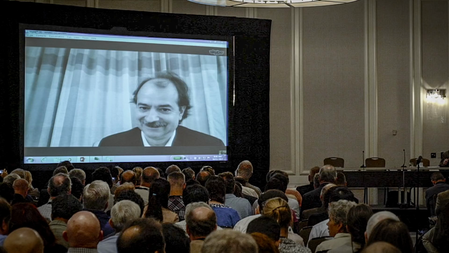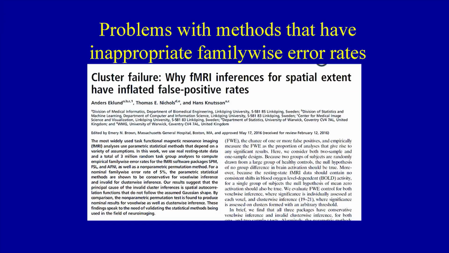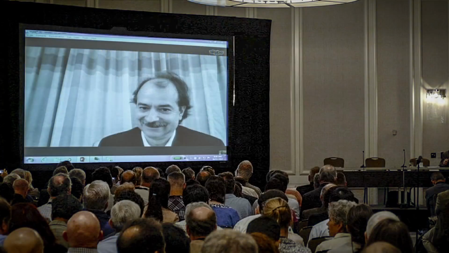This is another illustration of things can go wrong with p-values. Problems with methods that have inherently inappropriate family-wise error rates. In that paper in PNAS about a year ago, the authors described how the use of some very popular methods for making spatial extent inferences with functional fMRI studies have tremendously inflated false positive rates. So a p-value of 0.04 actually would correspond to a real 0.8 or 0.9 based on the most popular parametric methods that are used in about 40,000 of these papers.